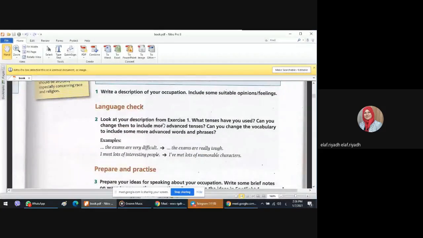Here we have the language check. In order to check your language, here we have examples. For example, you have 'the exams are very difficult.' We should not write that. We should write 'the exams are really tough,' not difficult. And instead of 'I met lots of interesting people,' we should use the more polite expression: 'I have met lots of memorable characters.'